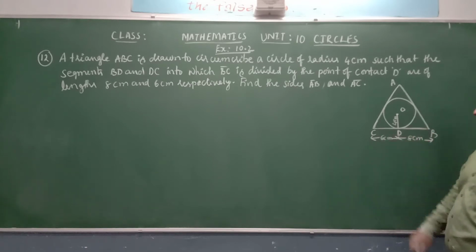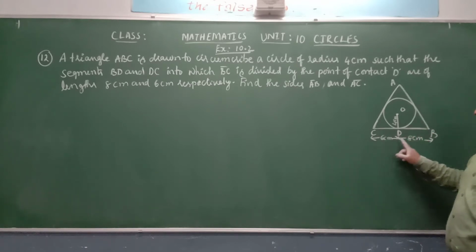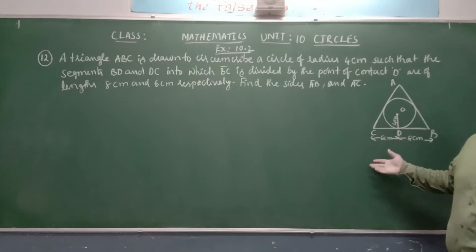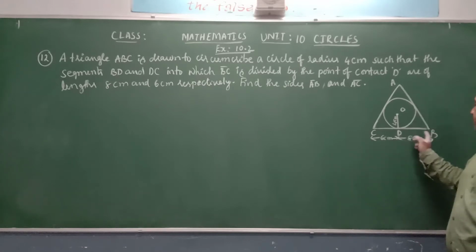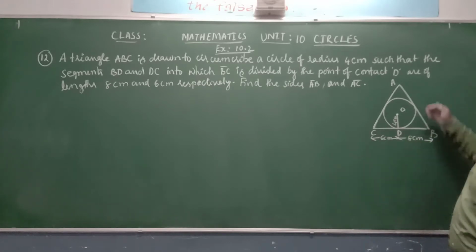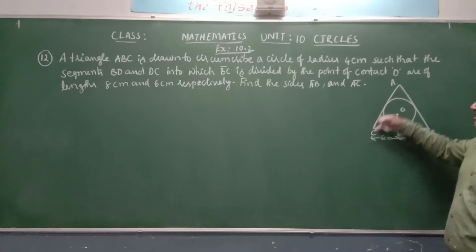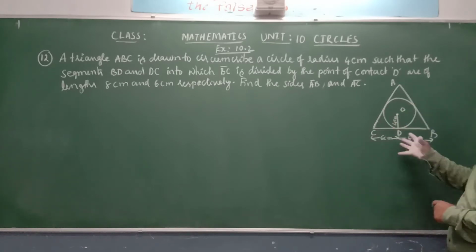What is the length of DC? Here it is 6 centimeters plus 8 centimeters. Together it is 14 centimeters, the length of BC. We need to find the length of AB and the length of AC. So how to solve this sum?